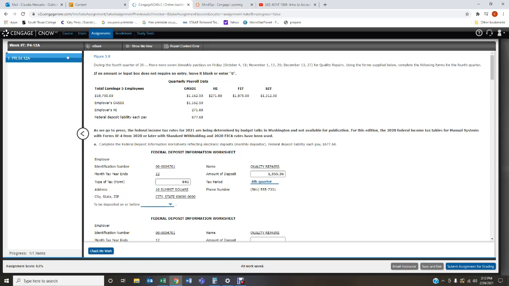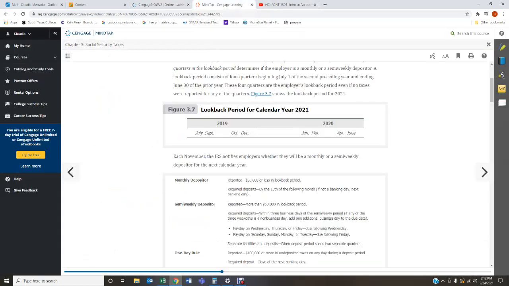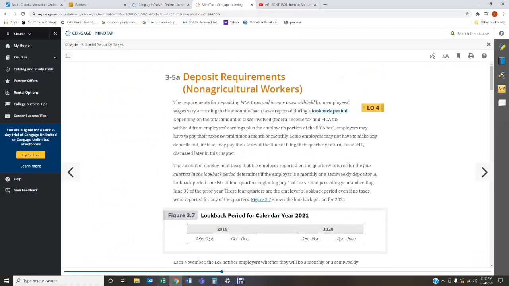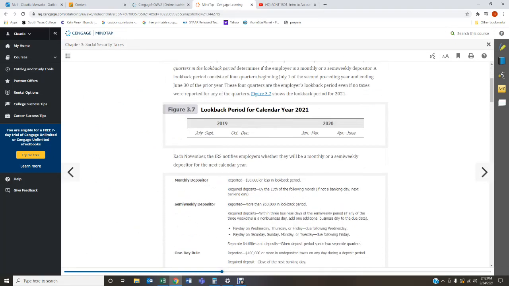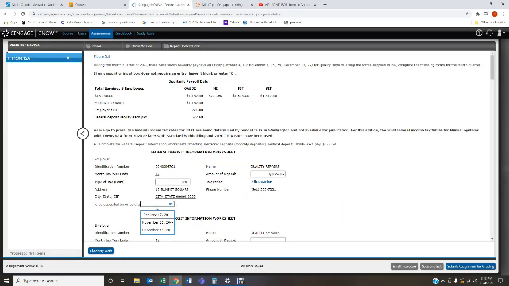Okay. Now they're asking us to be deposited on or before, and then they give us three options. When do we have to make this deposit? Well, I went back to my ebook, and if we go to chapter 3, 35A, we have a section that talks about deposit requirements, and then we've got figure 37. Now, the problem stated that this is a monthly depositor, okay?